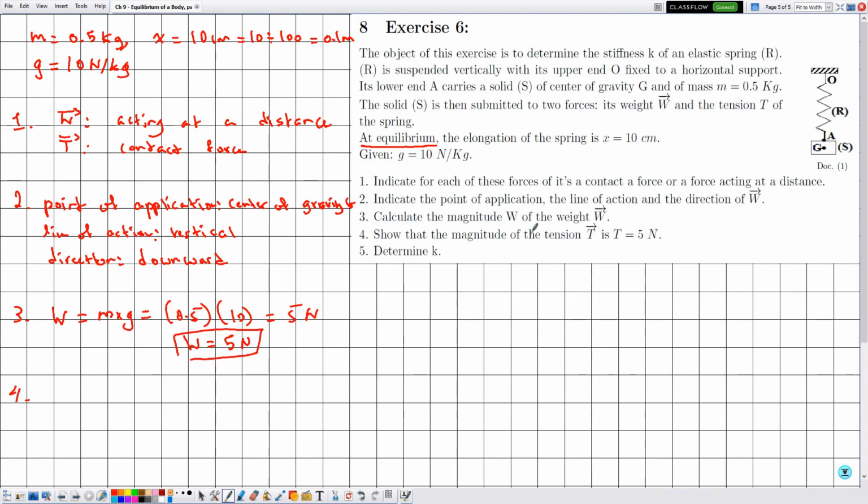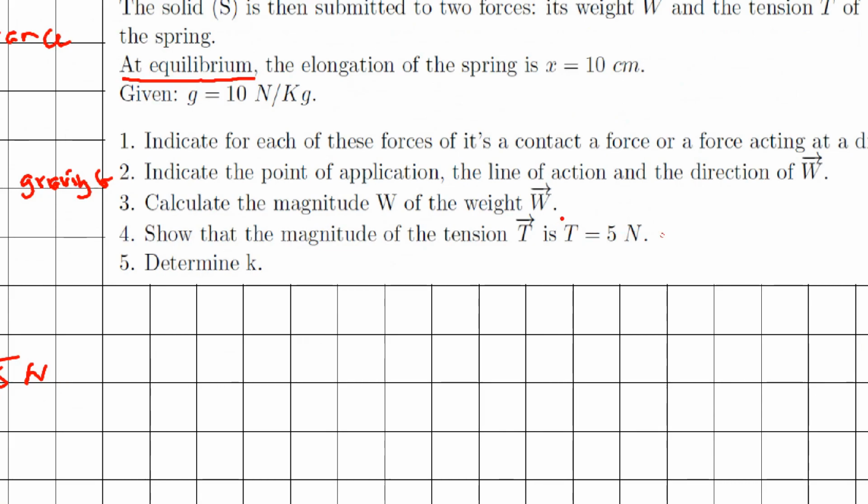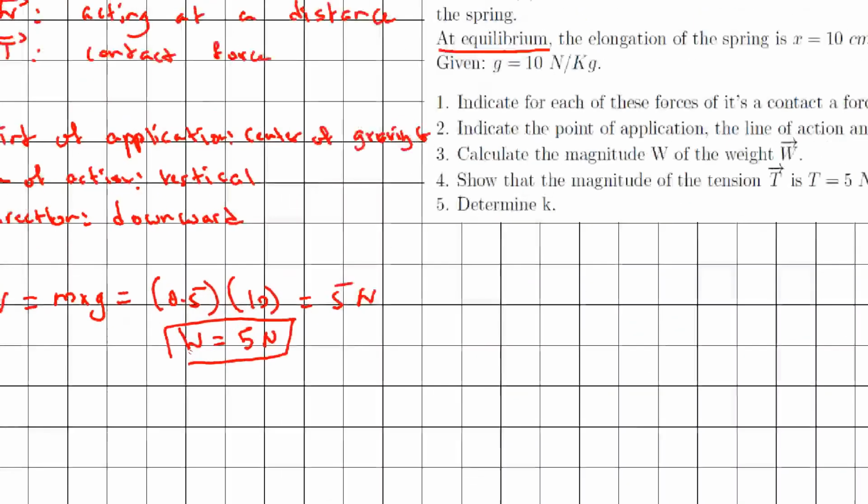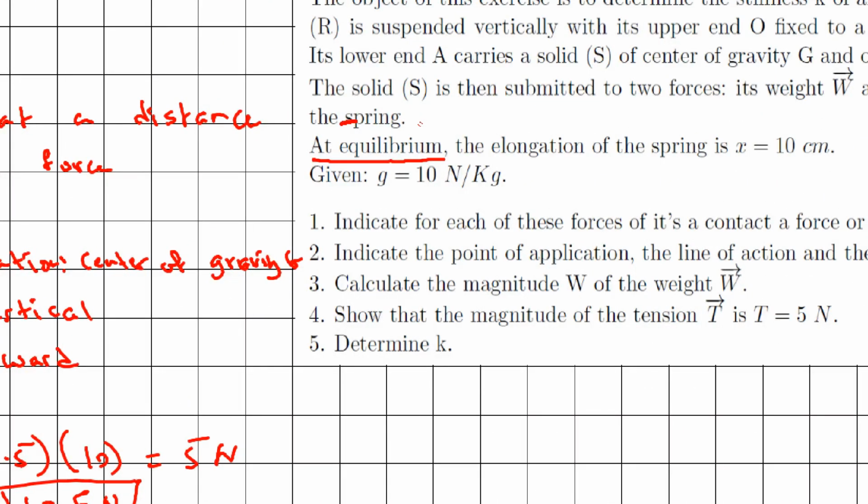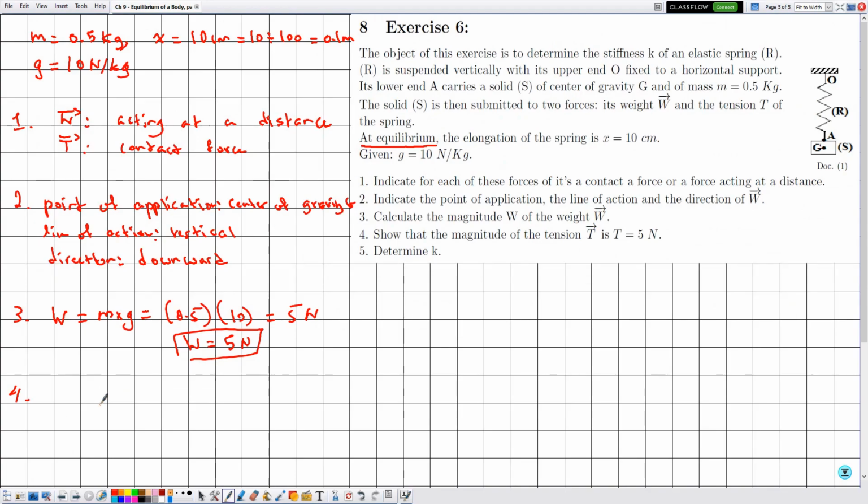Now in number 4, they are telling us to show that the magnitude of the tension is 5 newtons, because we know that the weight is 5 newtons and this is at equilibrium. So at any moment in this exercise we can use the condition of equilibrium. Let's write the title: at equilibrium. On the left-hand side of this equation we write the different forces acting on the solid S, given by the weight and the tension, and this is equal to the zero vector.